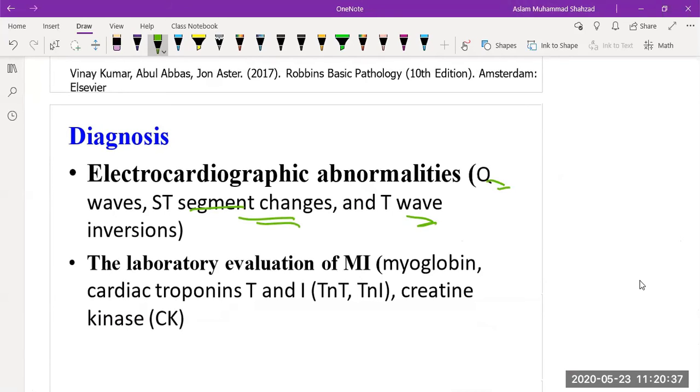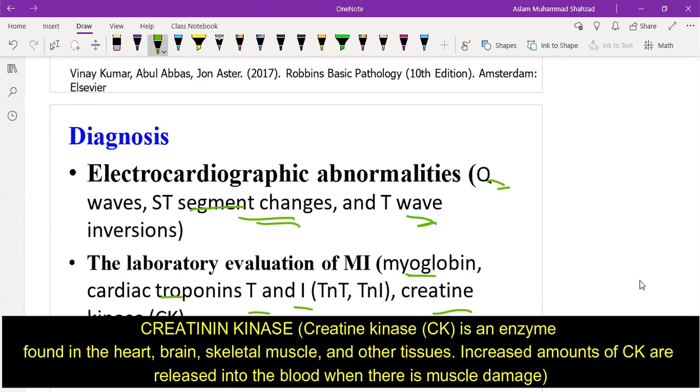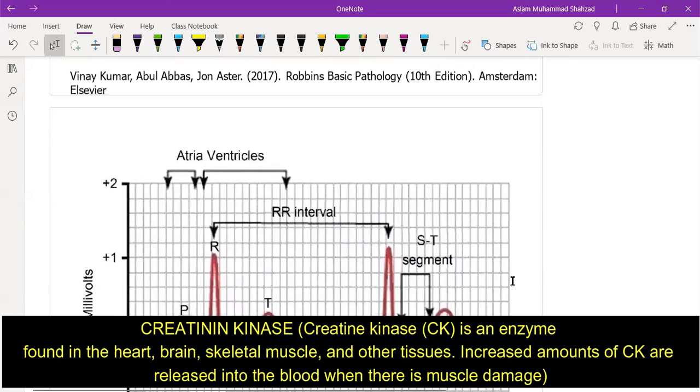And the other way to identify or to diagnose the myocardial infarction is to see the level of myoglobin, cardiac troponin T and I, and then creatine kinase. These indicators are all helpful for identification of myocardial infarction.